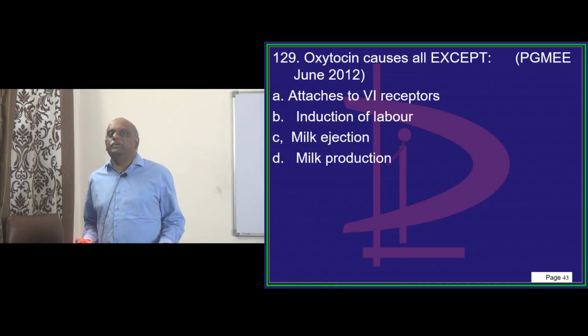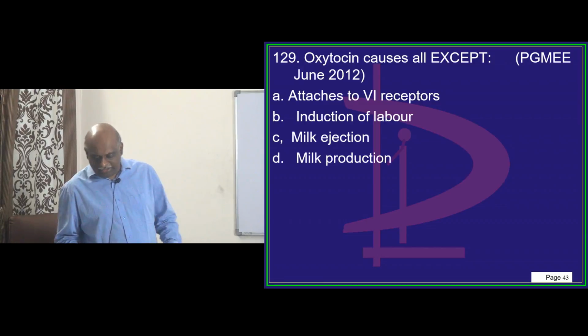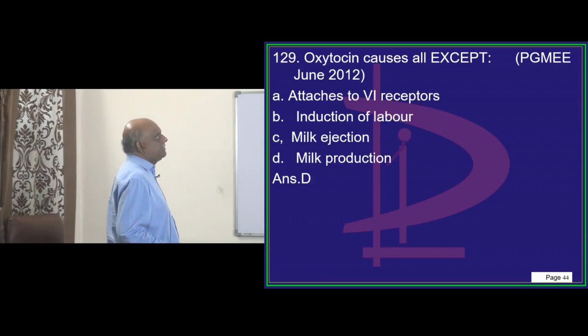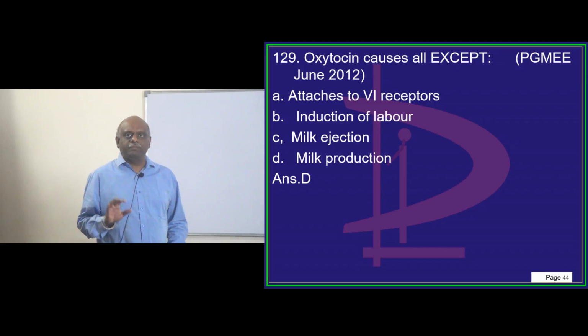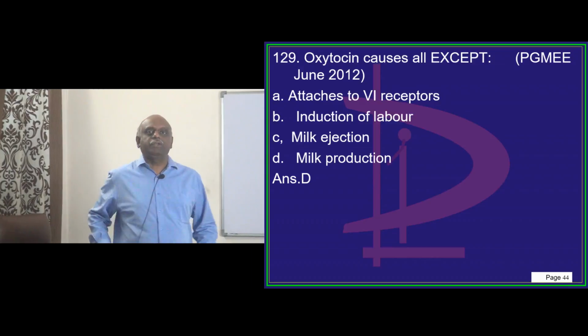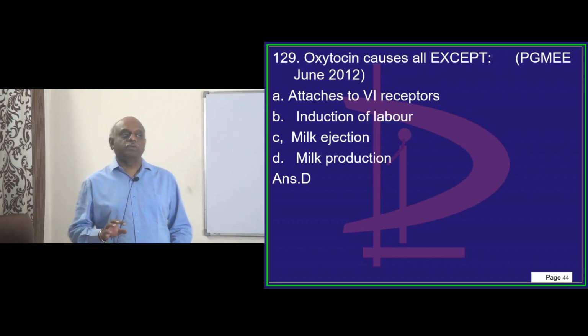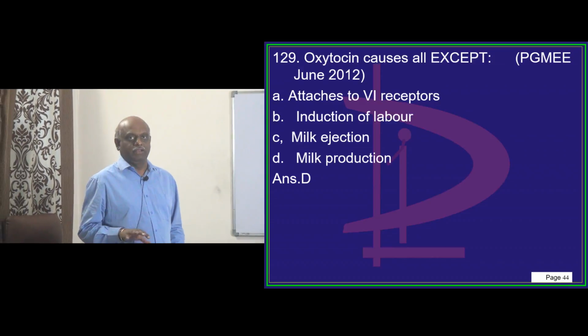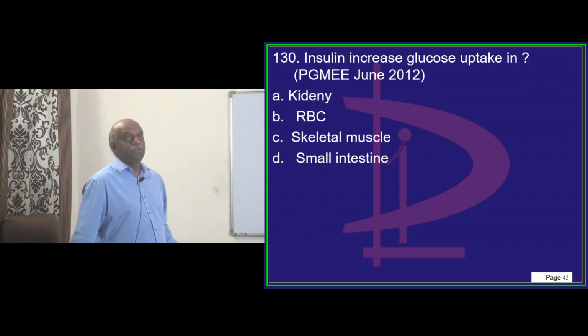What are the effects of oxytocin? What are all the things that oxytocin is doing? It leads to ejection of the milk, induction of the labor, and it acts on the B1 receptors. They are all true statements, but not milk production, is what you should remember.